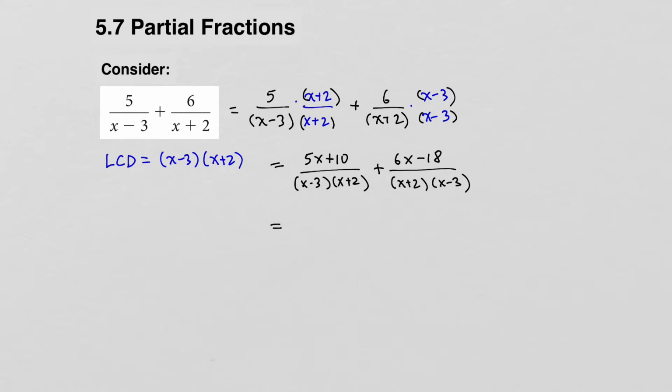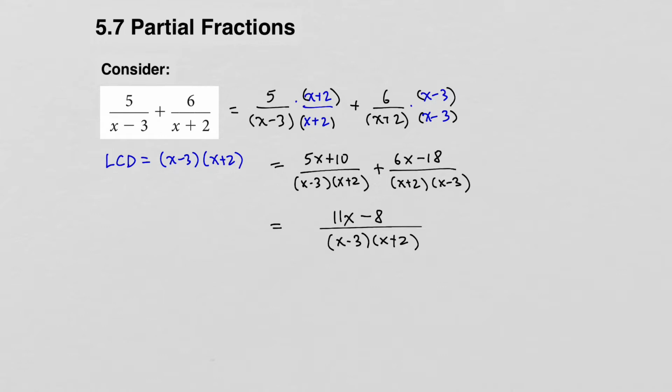And finally, we would add these fractions together, since they now have a common denominator, and we would just combine like terms. So 5x plus 6x is 11x, and positive 10 plus negative 18 is negative 8. And so we end up with the rational expression 11x minus 8 over the product of x minus 3 and x plus 2. So this is just a matter of combining two rational expressions using addition.